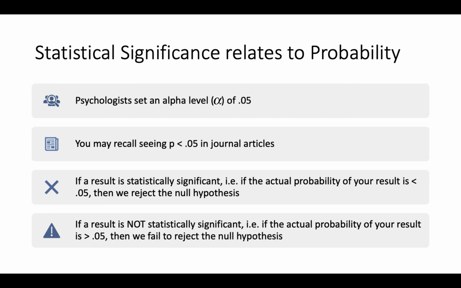So if we have a result that is statistically significant, our probability value, p, will be less than 0.05, and this allows us to reject our null hypothesis. However, if our result is not statistically significant and our p-value is greater than 0.05, then we fail to reject our null hypothesis. And we're going to work several examples of this, so it should become more clear to you guys, but this is just kind of getting your feet wet with it.